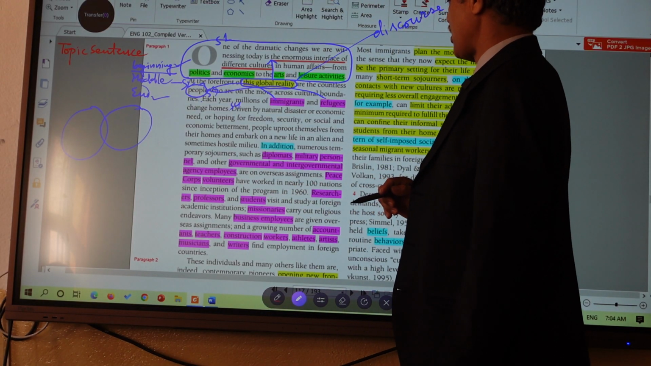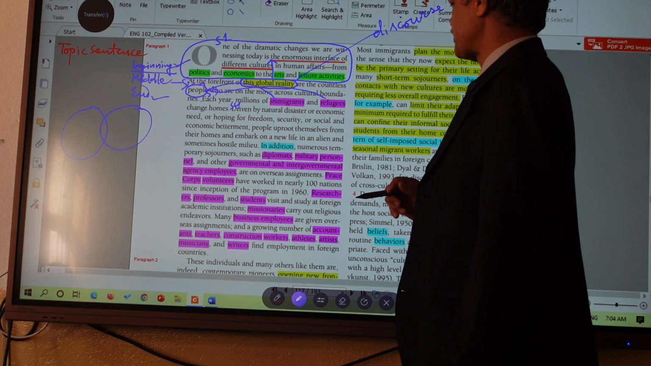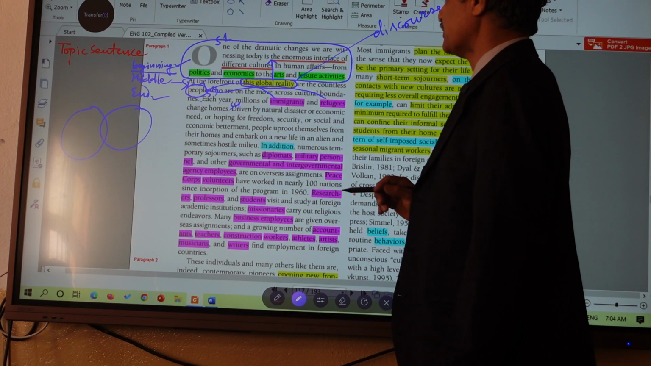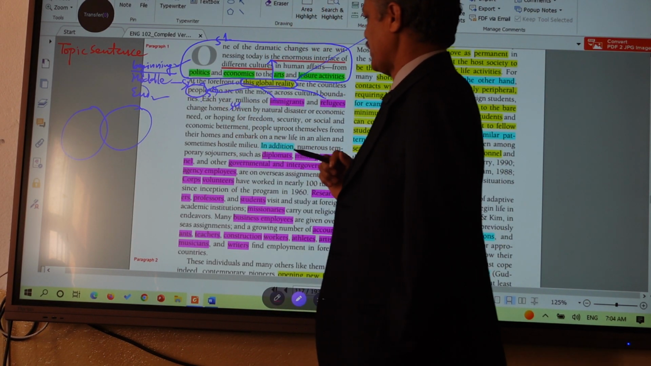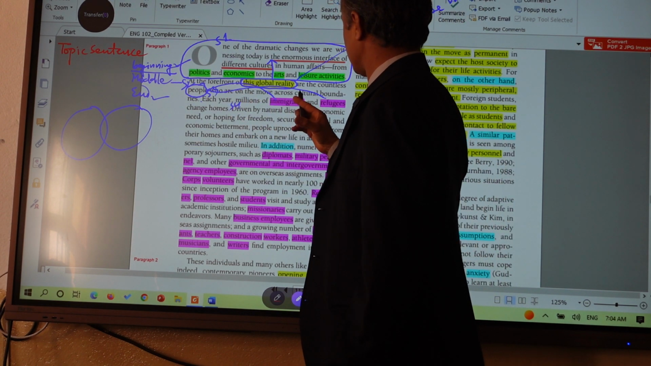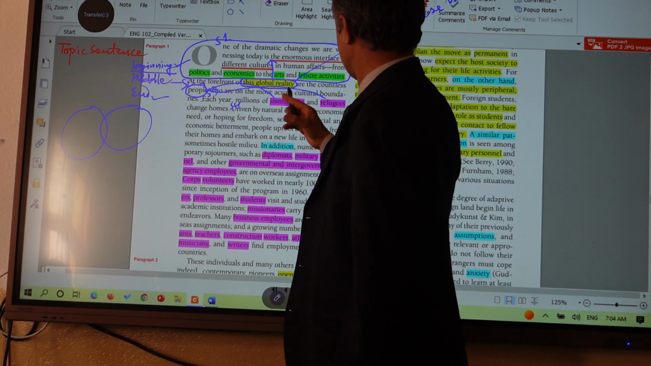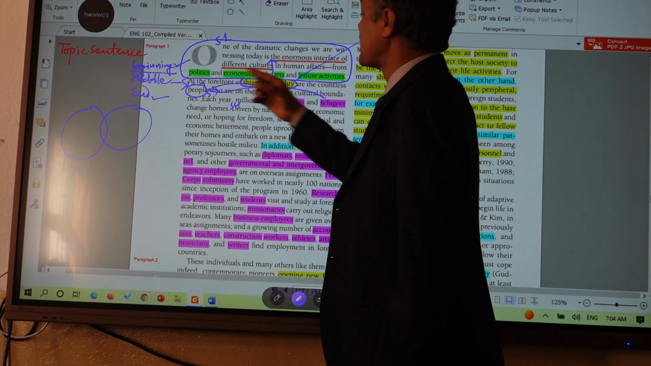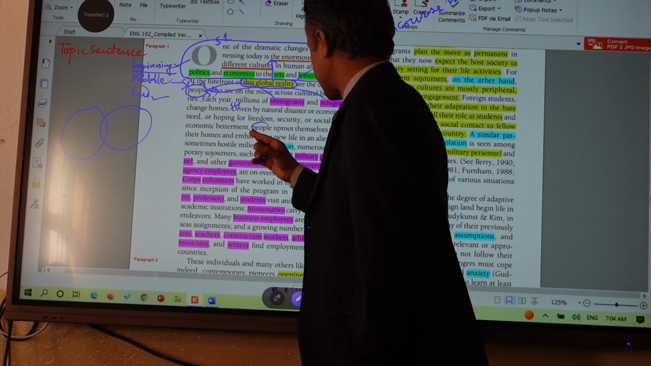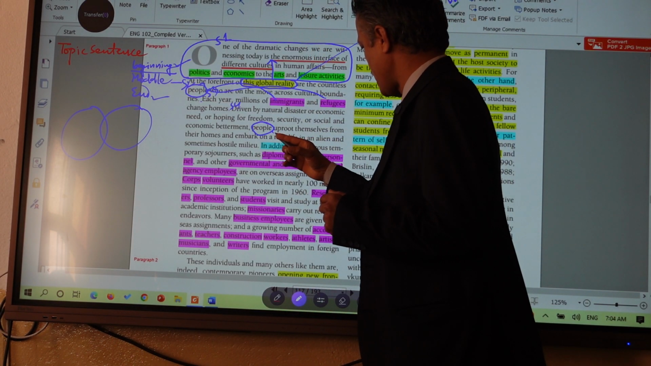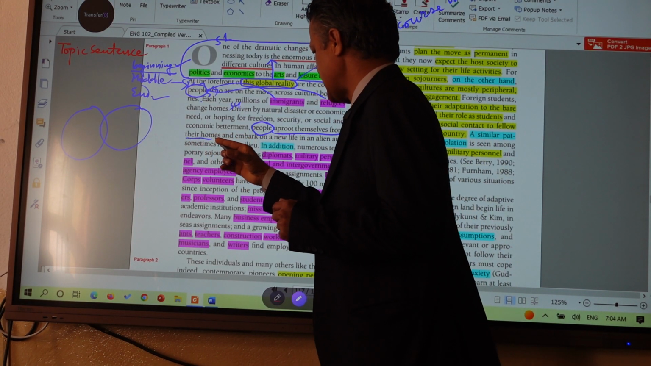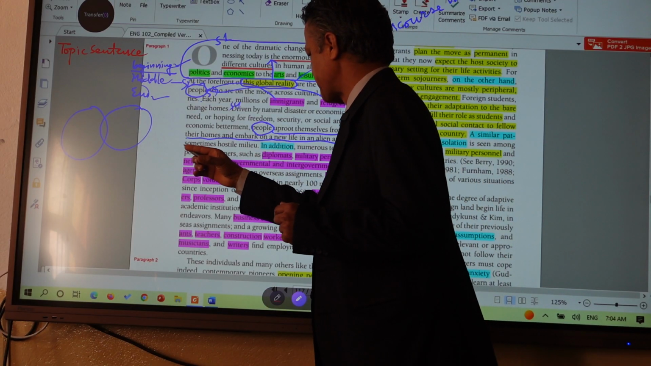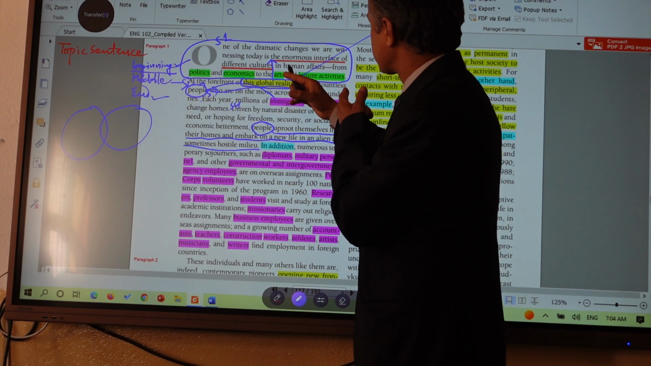Driven by natural disaster or economic need or hoping for freedom, security or social and economic betterment, people uproot themselves from their homes and embark on a new life in an alien and sometimes hostile milieu. The third sentence used the word immigrant and refugee, which meant people. Second sentence used the word people. Now fourth sentence again uses the word people. And you see it says, people uproot themselves from their homes and embark on a new life in an alien and sometimes hostile milieu.